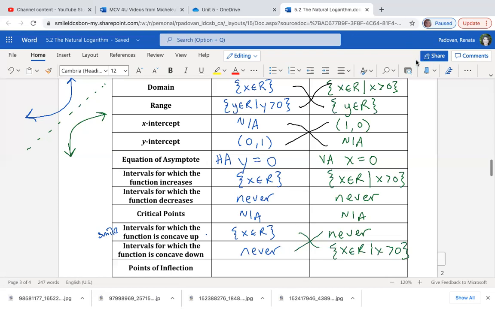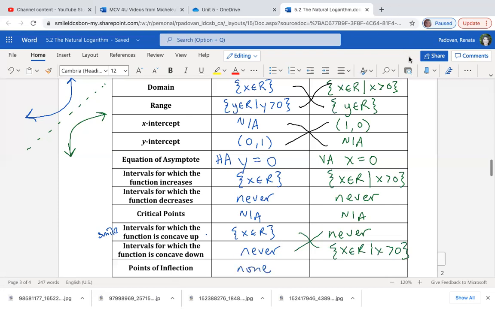So points of inflection. Points of inflection is that twist, right, where it's changing from concave up to concave down. So I'm looking at concavity, and for my original function, my concavity doesn't change. It's just always concave up. It never switches to concave down, so none.